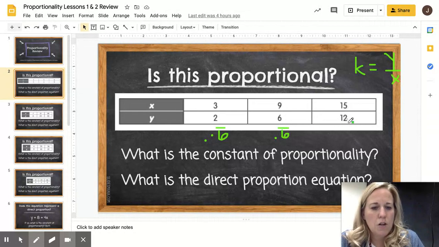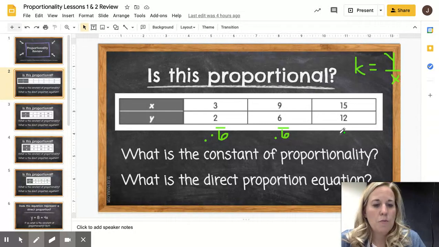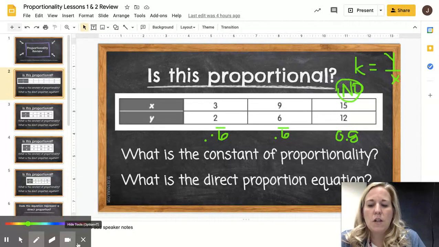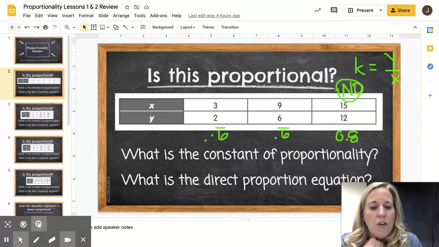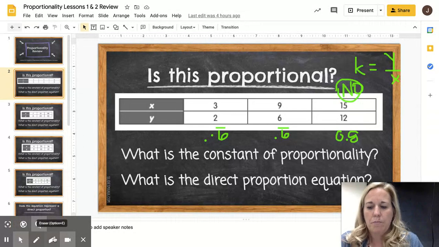Okay, I'm going to do it again here. 12 divided by 15. Oh, this time I get 0.8. So is this proportional? My answer here would be no. And since I answered no here, I can't do the other two parts. I can't find a constant of proportionality and a direct proportion equation. They'd have to be the same all the way through. Okay? So let's try the next one.